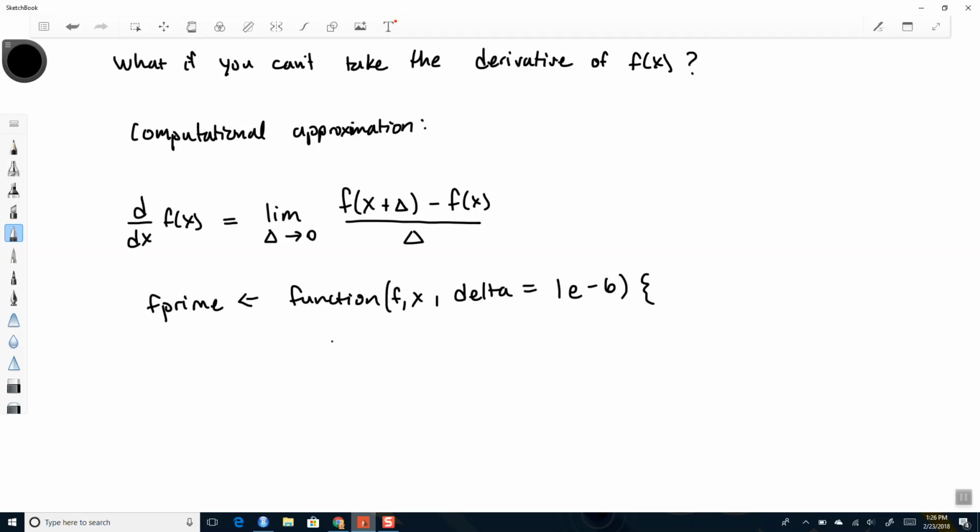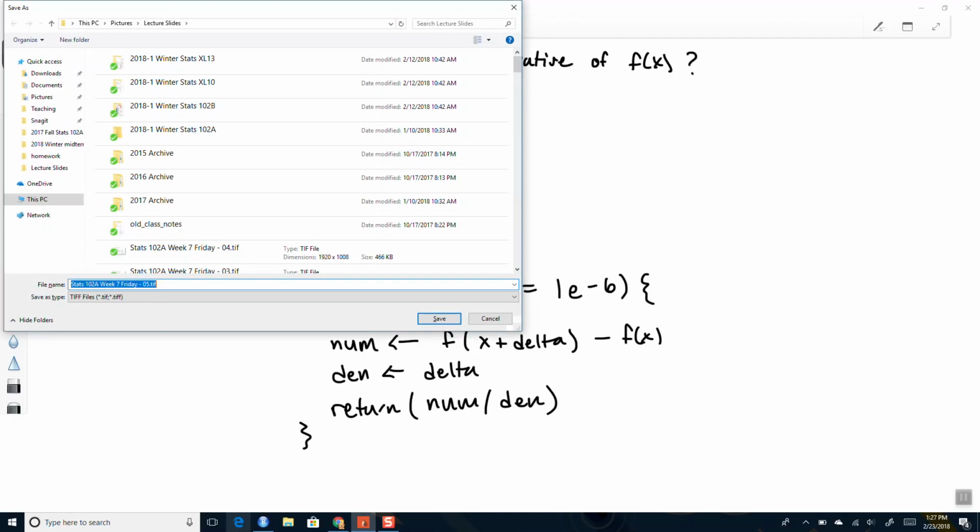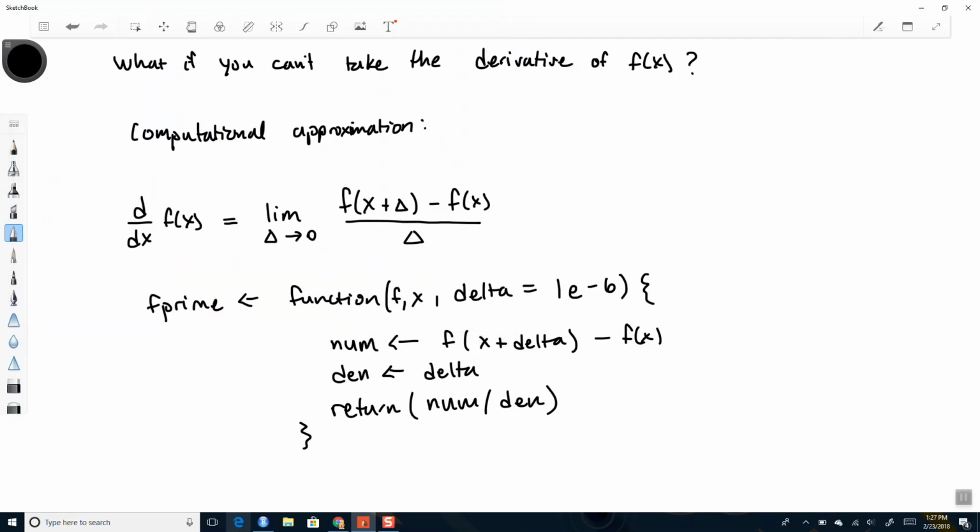Then basically you'll say the numerator is f of x plus delta minus f of x, and the denominator will be delta, and then return the numerator divided by the denominator. Boom. Now you have a way to approximate the derivative. This will work for well-behaved functions.